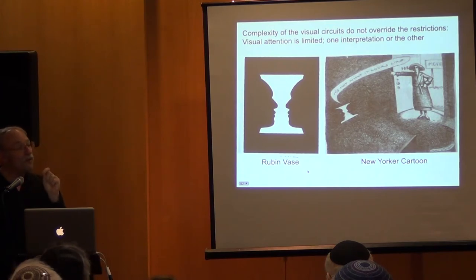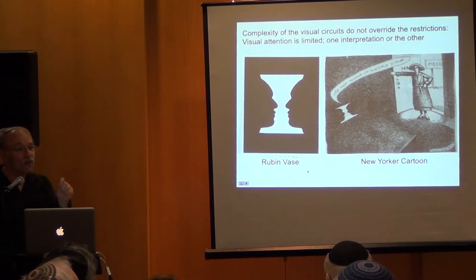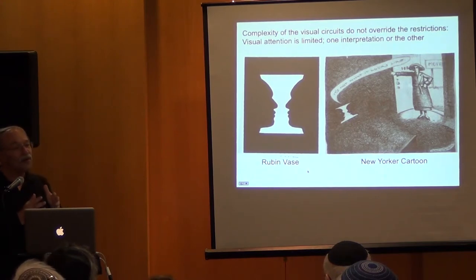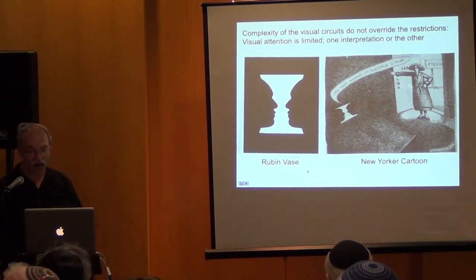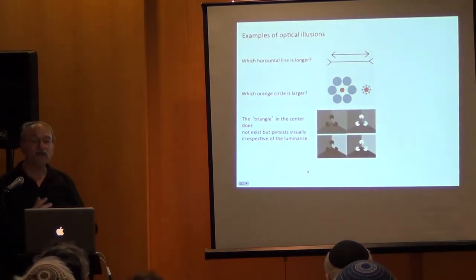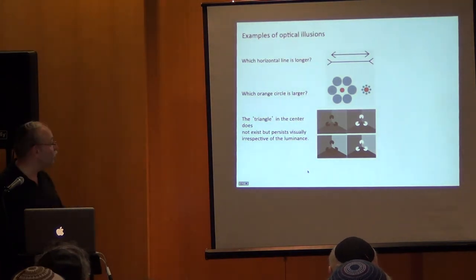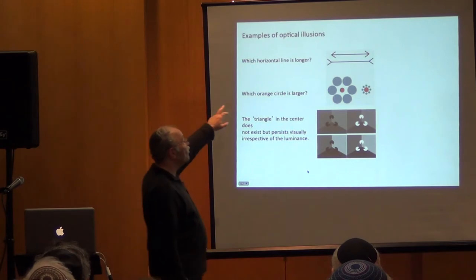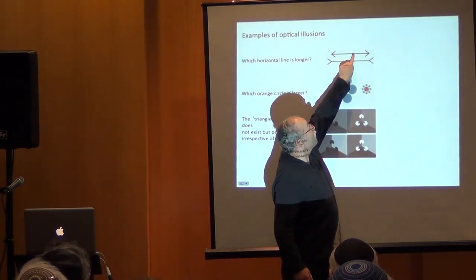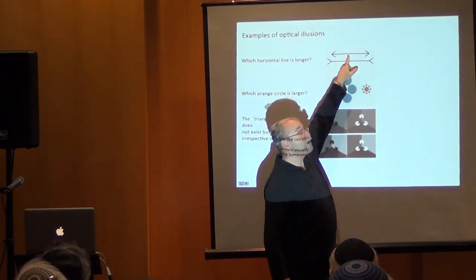So our visual information is processed primarily through the filter of being able only to attend to relatively few things at a given time. What about some other aspects of illusion? So let's look at these optical illusions. How many of you think this line here is bigger than this one?